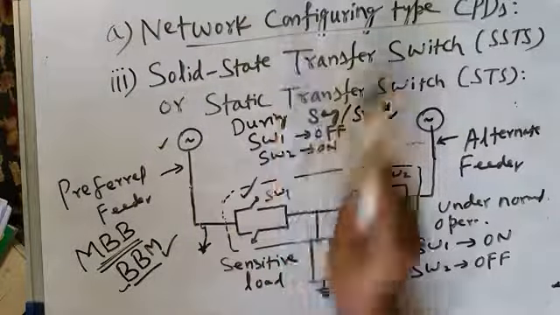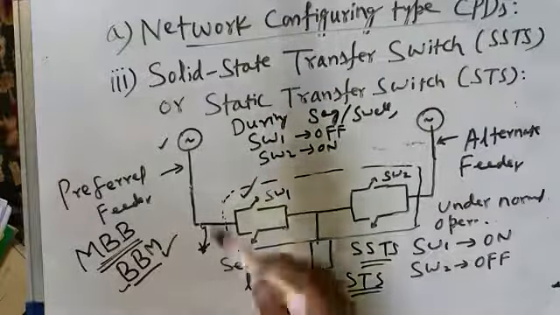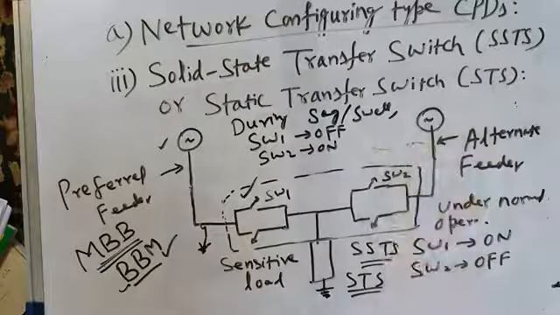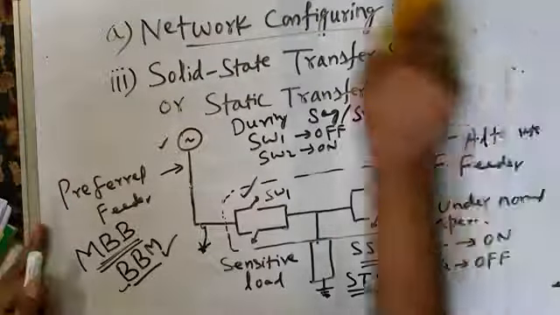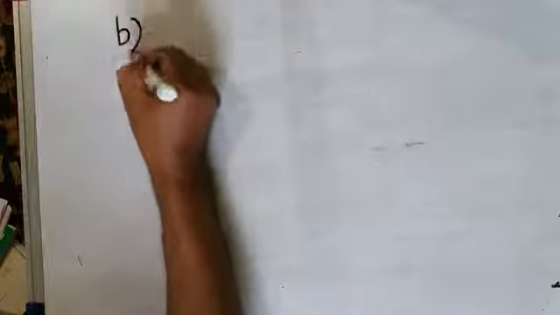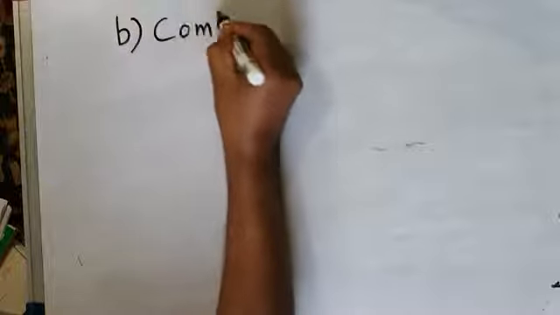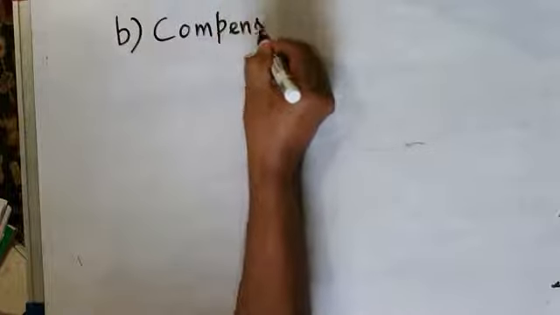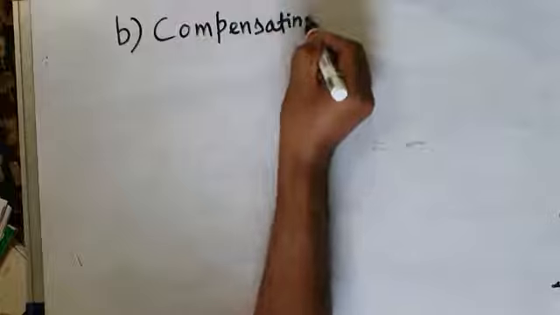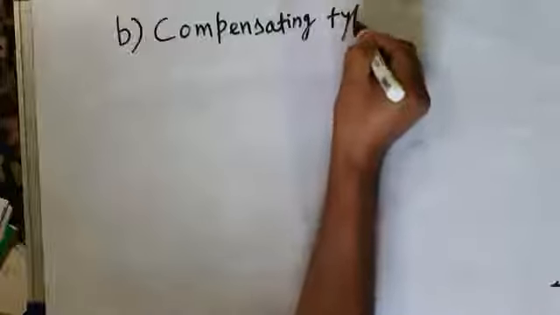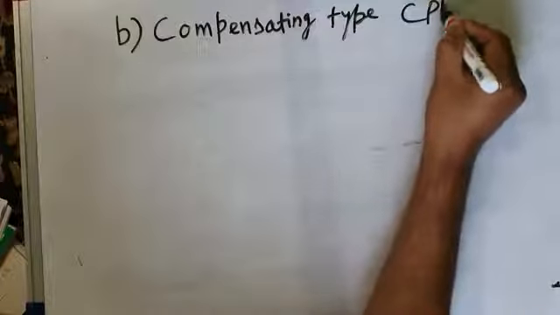These are network configuring type CPDs. We will not discuss much about these types of custom power devices. We will talk mostly about compensating type custom power devices, which is our second category. Second type of custom power devices, that is compensating type custom power devices, compensating type CPDs.